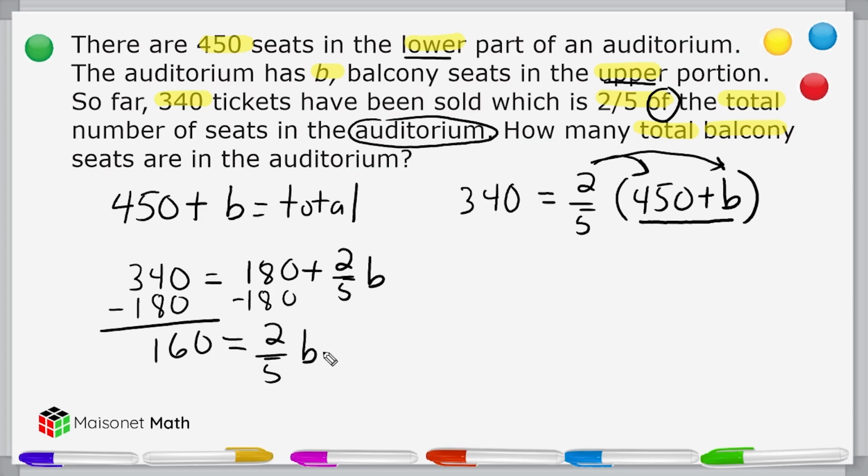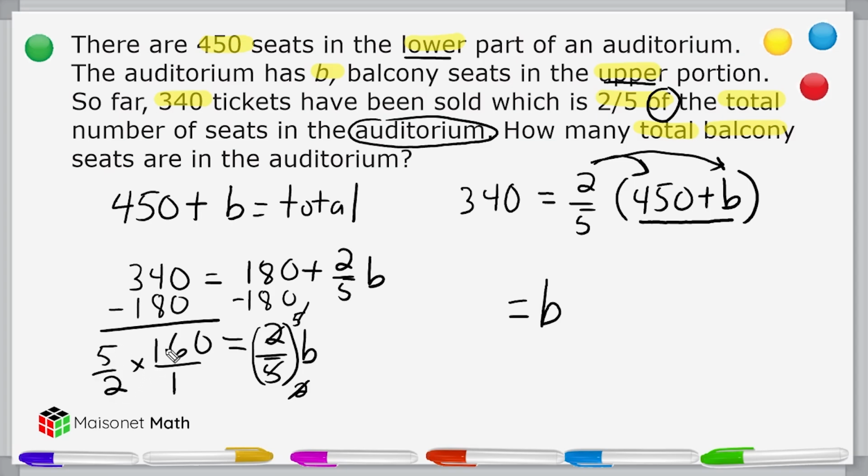All right, now when isolating a variable with a fractional coefficient, what we do is we multiply that fractional coefficient by its own reciprocal. So what we're going to do is take 2/5 and multiply it by 5/2. That allows for the 5's to cancel out and the 2's to cancel out, which just gives us 1b. So on one side of the equation, we just have a single b. However, we have to multiply this 160 also by 5/2.